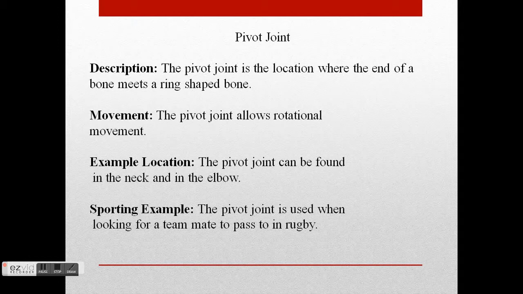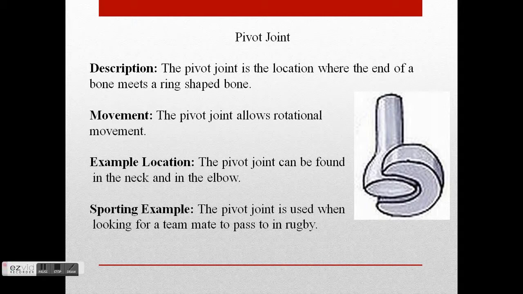The pivot joint is the location where the end of a bone meets a ring-shaped bone. The pivot joint allows rotational movement. The pivot joint can be found in the neck and in the elbow. The pivot joint is used when looking for a teammate to pass to in rugby.